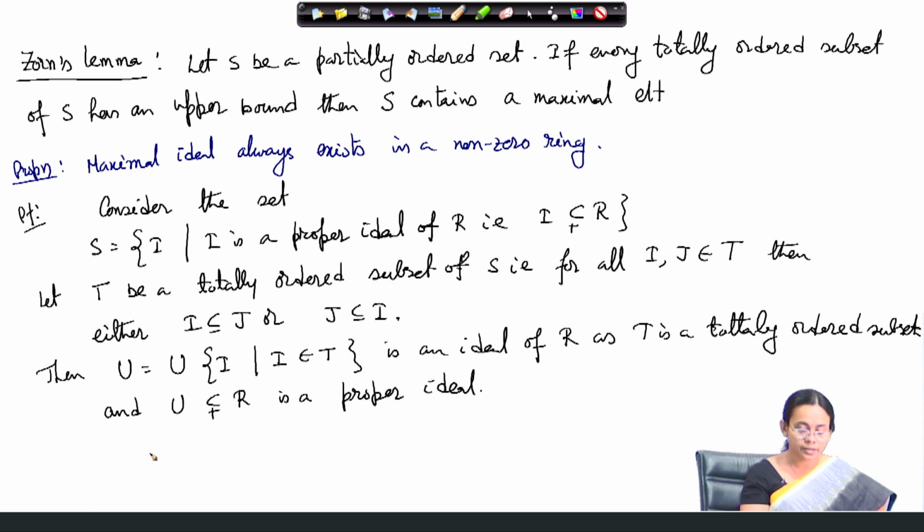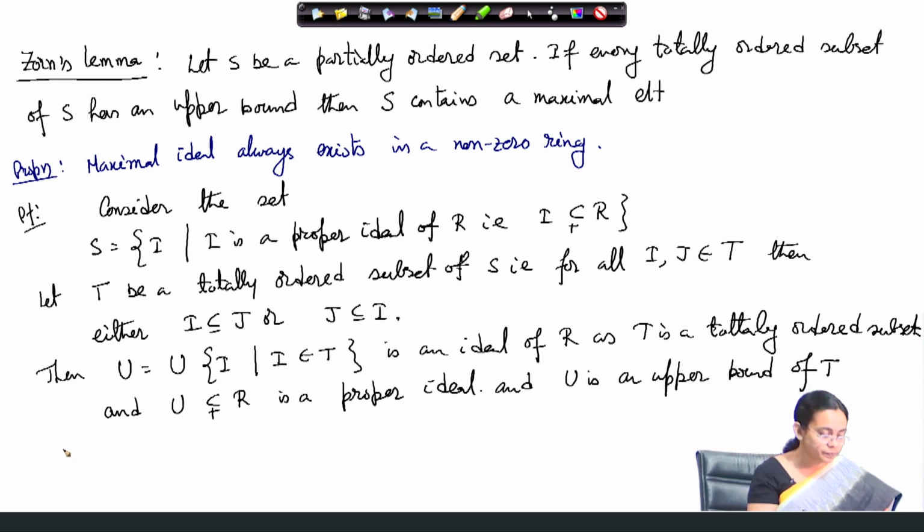So, it is a proper ideal, and in fact we can see that U is an upper bound of T. I started with a partially ordered set S, considered T to be a totally ordered subset, and shown that U is an upper bound of T. Then I can say by Zorn's lemma that there exists a maximal element in S.